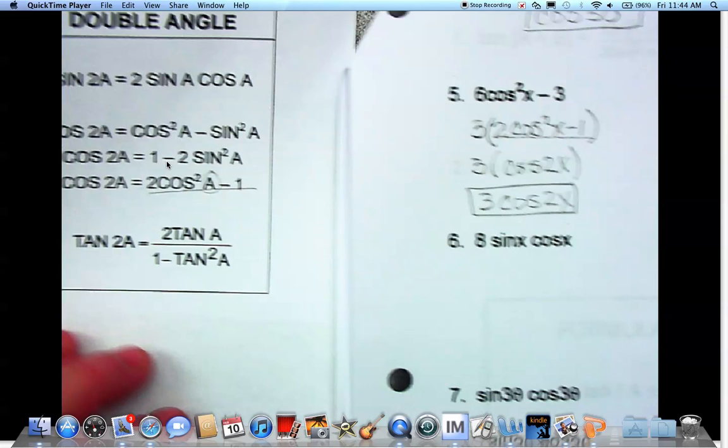Let's subtract them. Subtract your numerators. 1 minus 9 is negative 8 over 10. And then reduce: negative 4/5.